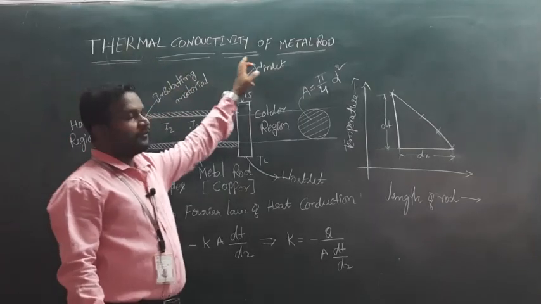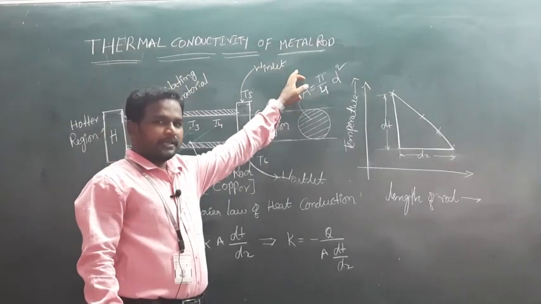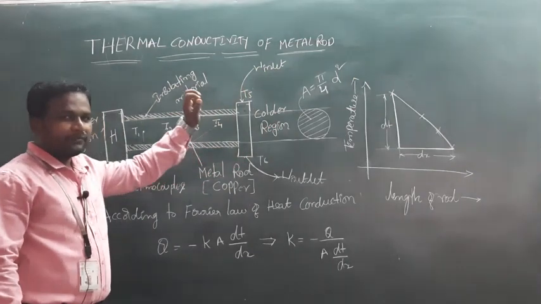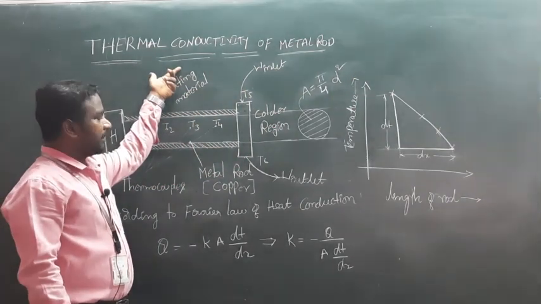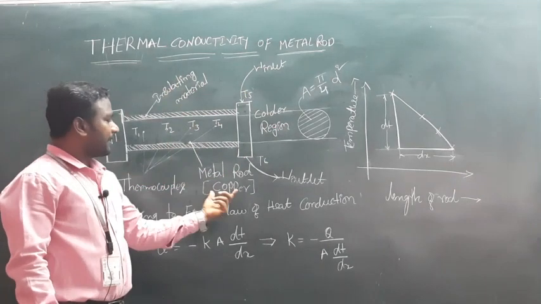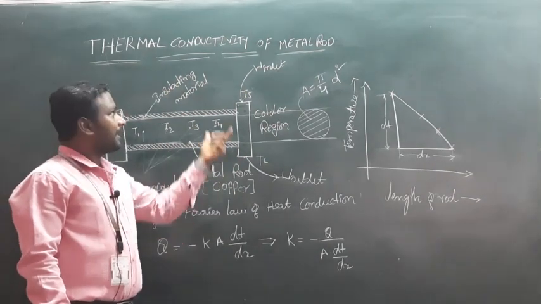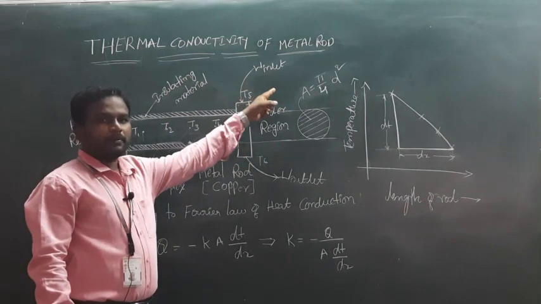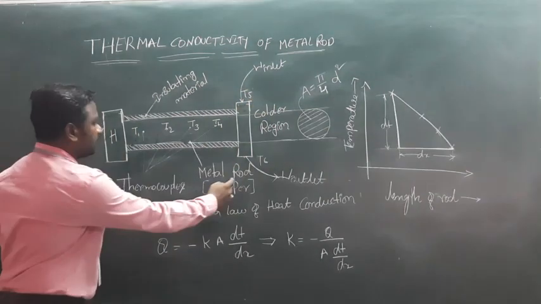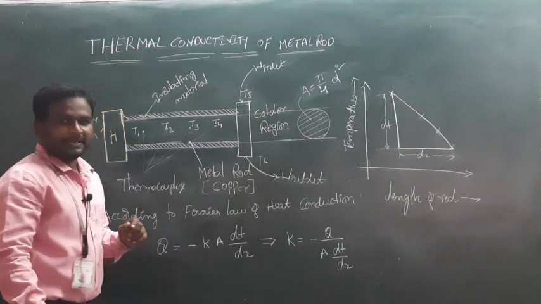Thermal conductivity of metal rod experiment in our heat transfer laboratory. The aim of this experiment is to find out the thermal conductivity of the given material. In this experiment we considered copper as the metal and are going to calculate the thermal conductivity of the copper metal rod. For that, this is the block diagram of the experiment.